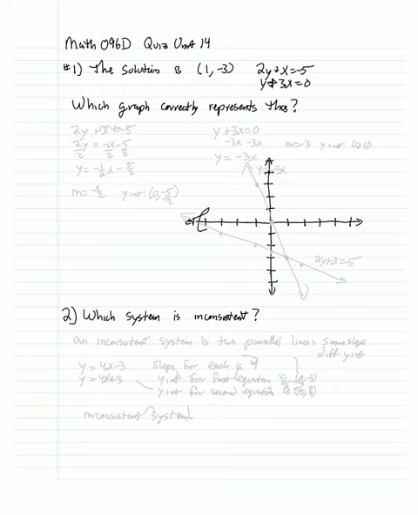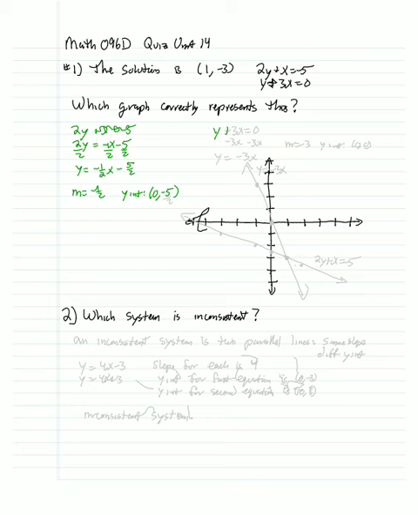So if we take 2y + x = -5 and solve for y, 2y = -x - 5. I just subtracted x from both sides, and then divided by 2, y = -1/2 x - 5/2. So our slope there is -1/2, and the y-intercept is (0, -5/2).